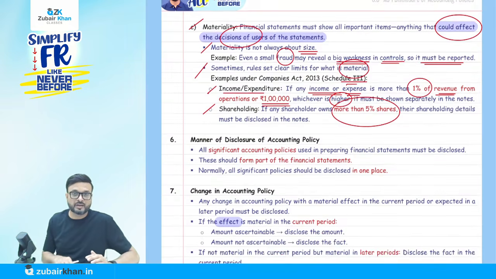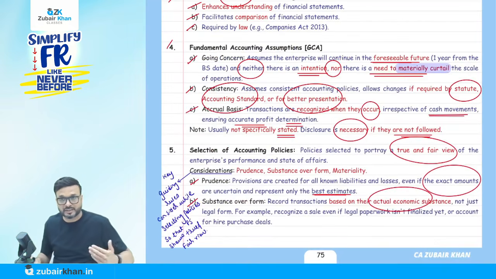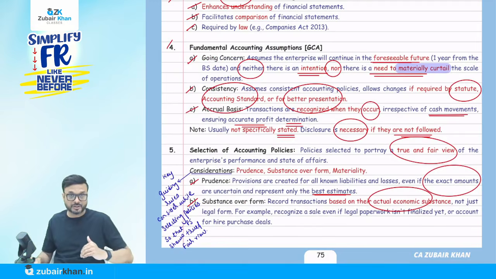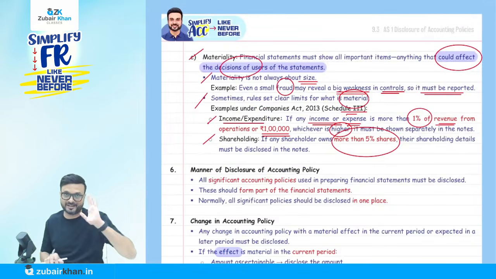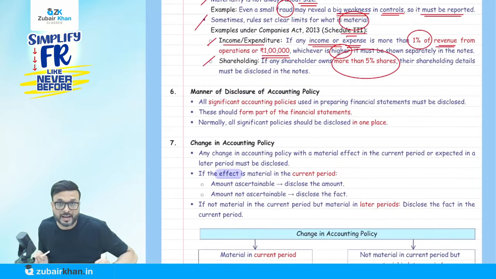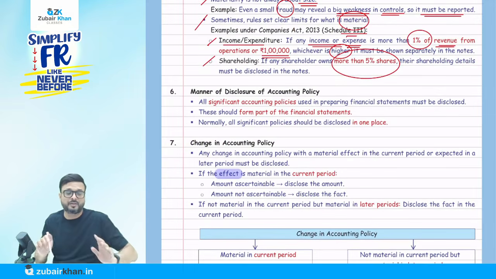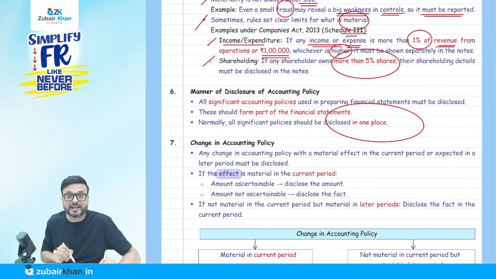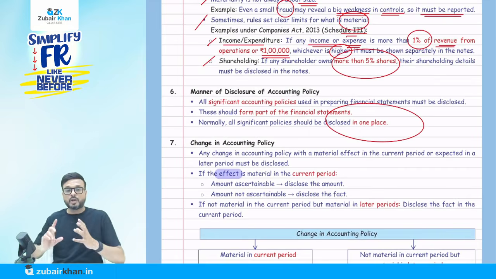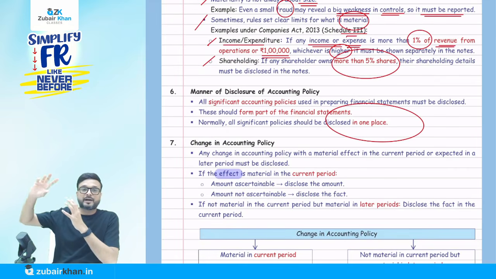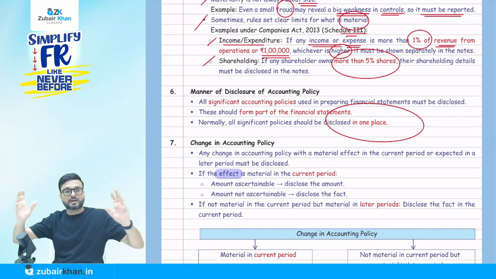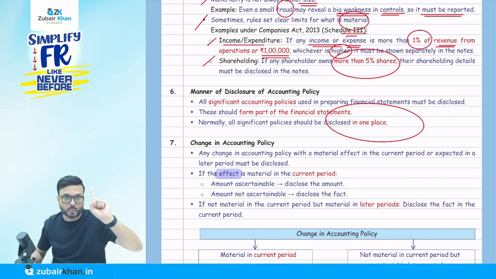Okay, so now we have discussed that when we select an accounting policy, we have to take into consideration prudence, substance over form, and materiality. Now quickly we will cover the manner of disclosure of accounting policies. All relevant accounting policies should be disclosed at one place. We cannot be selective, for example disclosing the fixed asset policy on the first page and the inventory policy on the third page. No. All accounting policy disclosure should be made at one place.